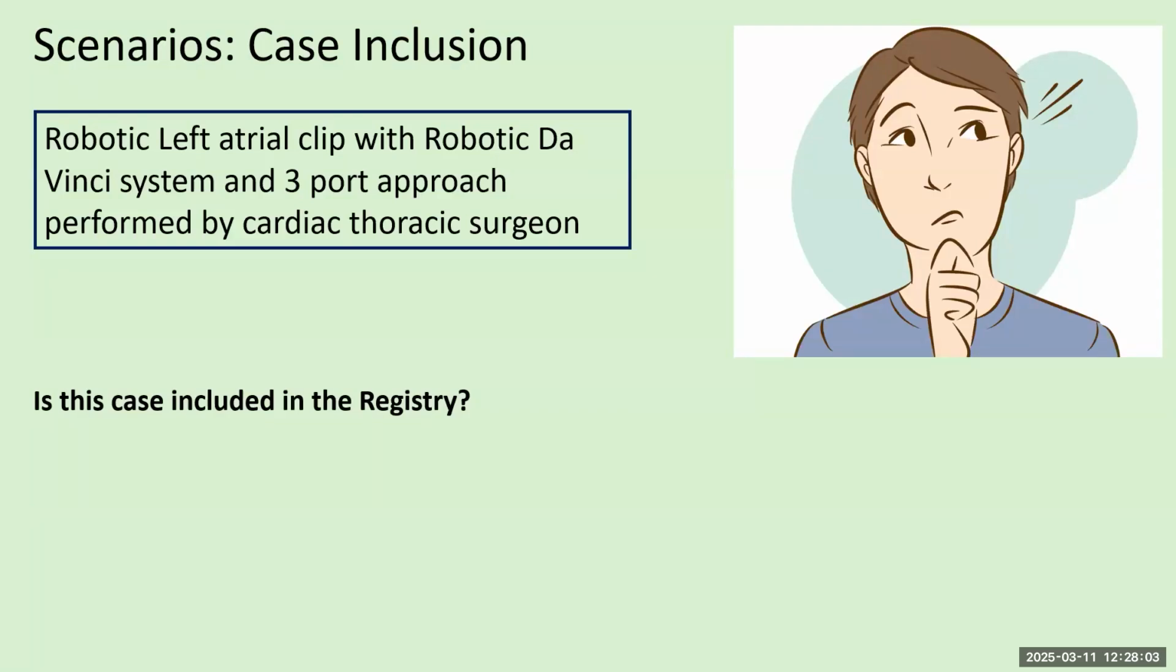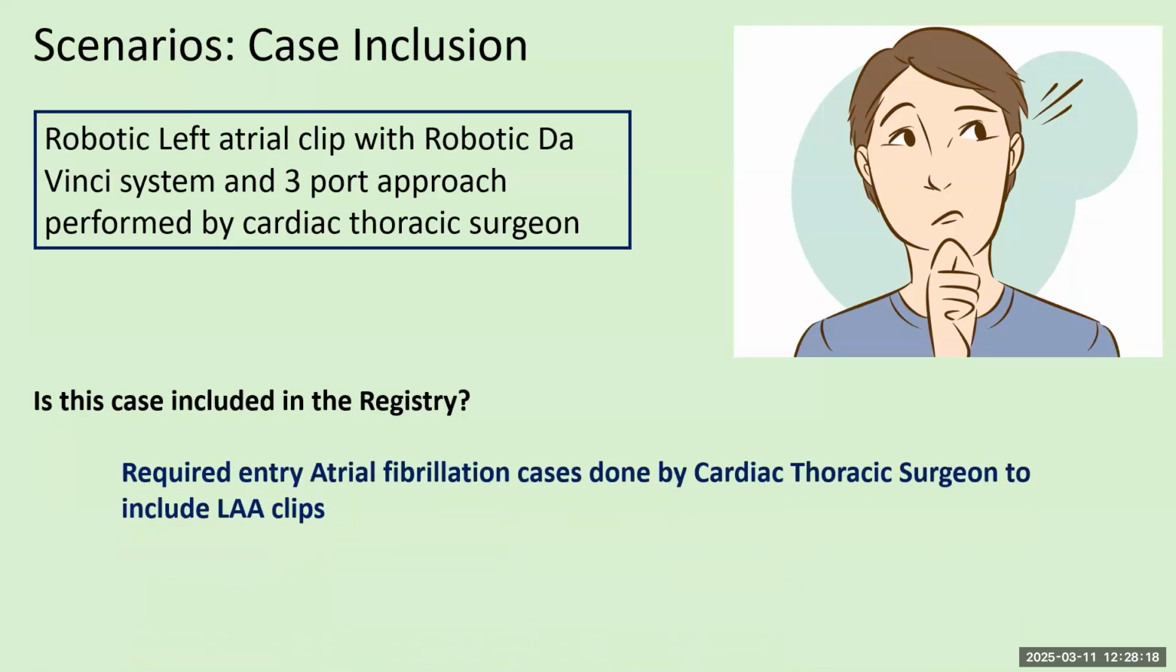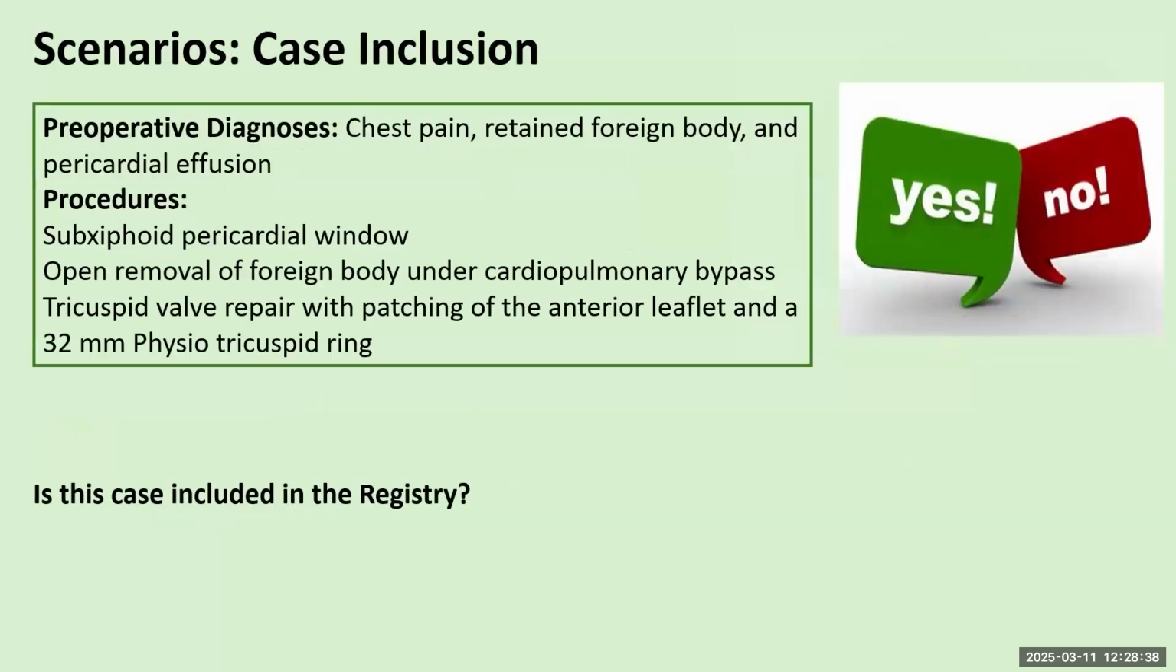This is a robotic left atrial clip with the Da Vinci system 3-port approach performed by the cardiac surgeon. Do you include this procedure in the registry? Yes, it's required entry. It's an AFib case done by the cardiothoracic surgeon. It would go into the registry, required entry. Okay, next scenario.